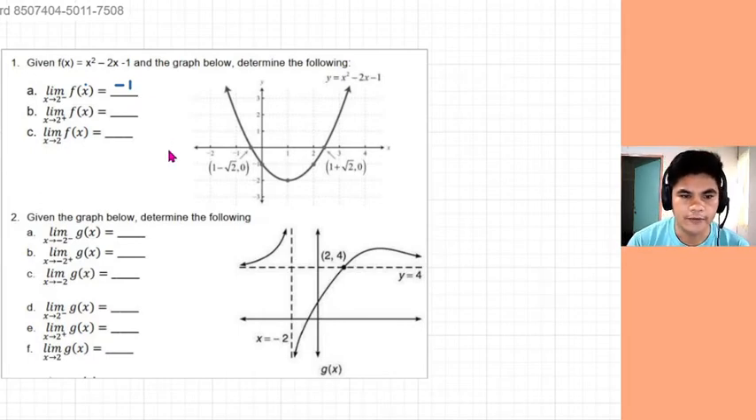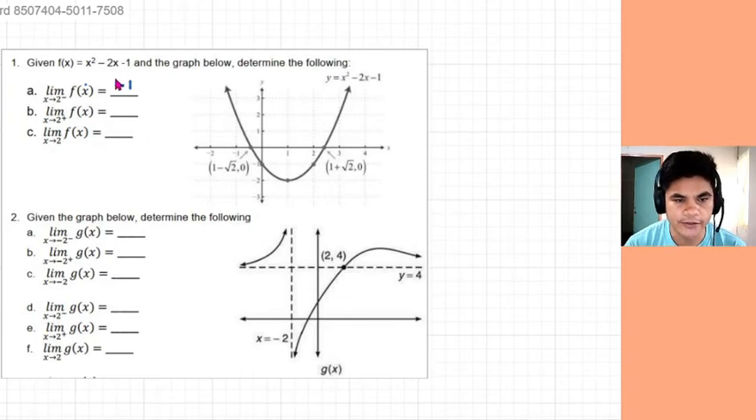Okay. Now, letter B, the limit of f(x) as x approaches 2 from the right. The positive sign here means from the right. So, from the right, as x approaches 2, that's the same. The limit is negative 1. So, we have still negative 1.